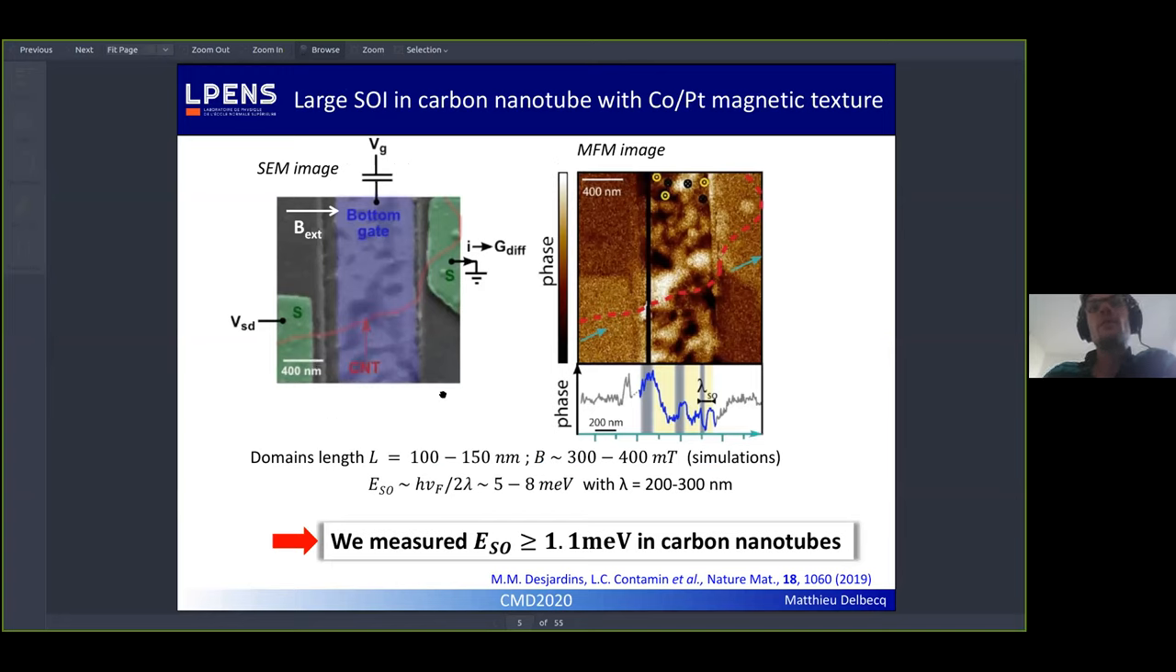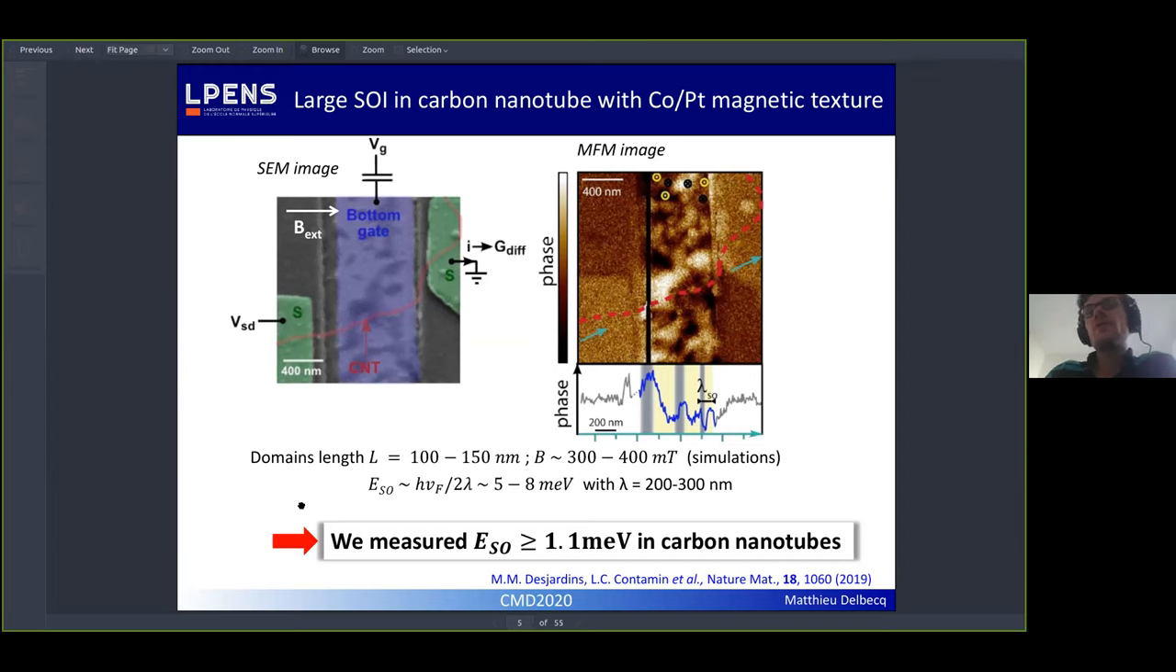We see here on the left a scanning electron micrograph of the device. In red, we see the carbon nanotube contacted by two superconducting leads in green. This carbon nanotube is lying on top of a bottom gate, which is highlighted in blue. If we look at the same device with a magnetic force microscope, here on the right, we see on the magnetic texture gate, which is a cobalt platinum multilayer gate, an alternation of light and dark regions indicating the alternation of the magnetic domains of the gate. A cut along the carbon nanotube position shows this oscillation of the magnetic field at the carbon nanotube position, which is what we need to induce the synthetic spin-orbit interaction.